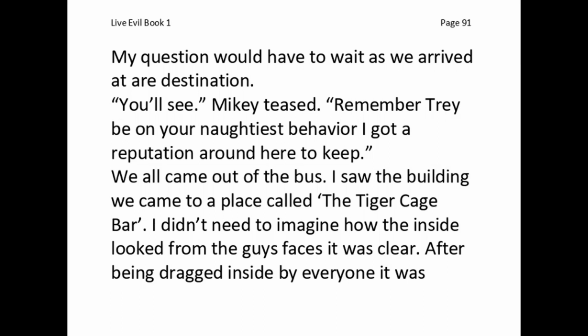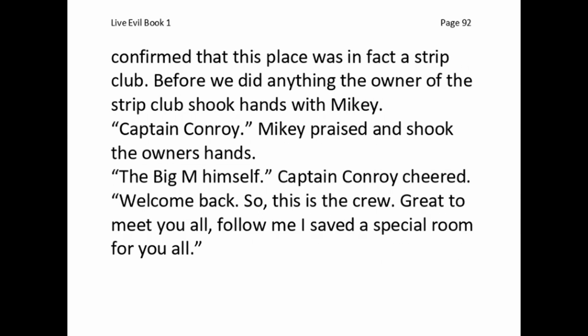We all came out of the bus. I saw the building we came to, a place called the Tiger Cage Bar. I didn't need to imagine how the inside looked. From the guys' faces, it was clear. After being dragged inside by everyone, it was confirmed that this place was in fact a strip club.